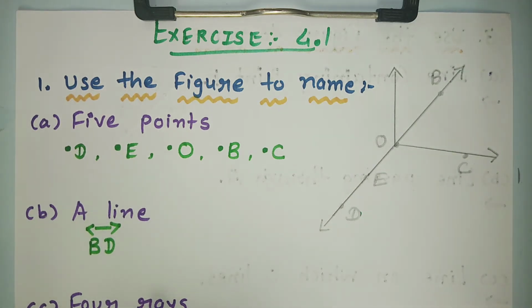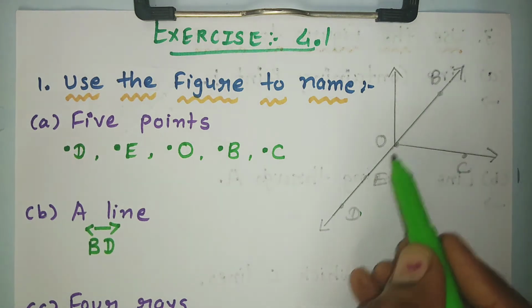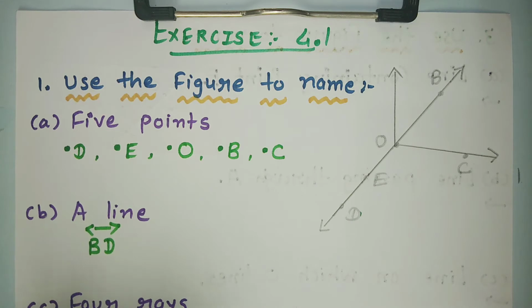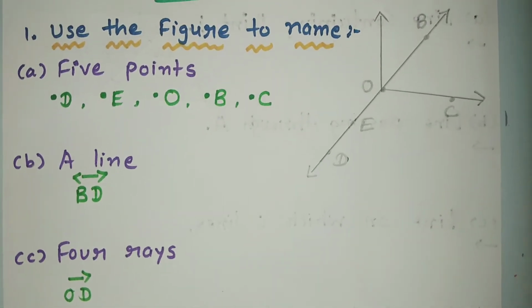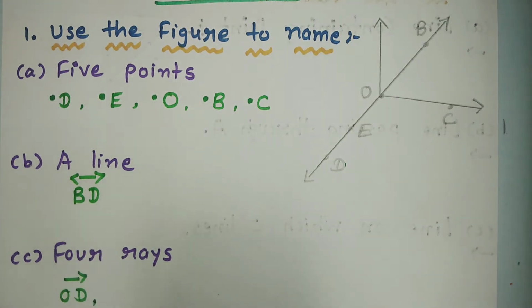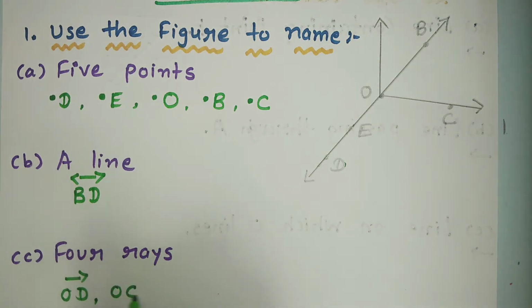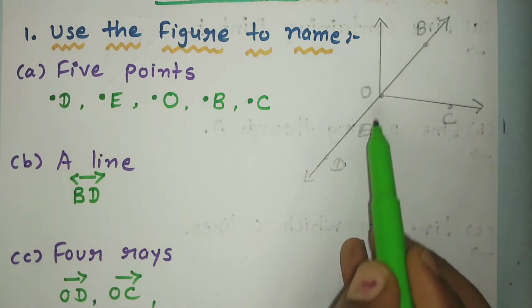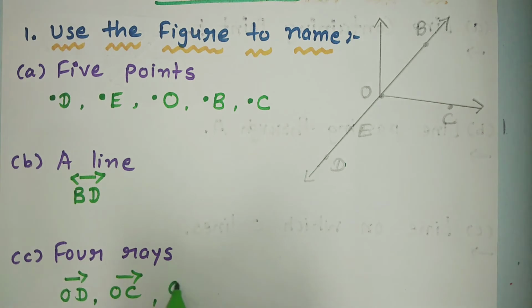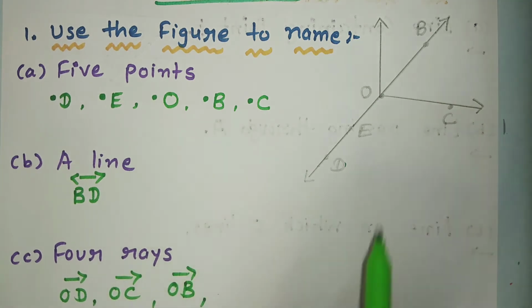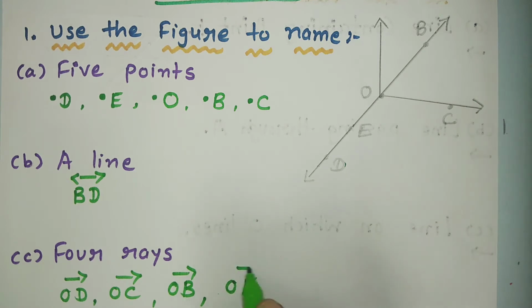4 rays. We have to write 4 rays, meaning one end point and one arrow. So OD, then OC, OB, and the last remaining one is O and point E, OE. These are the 4 rays.